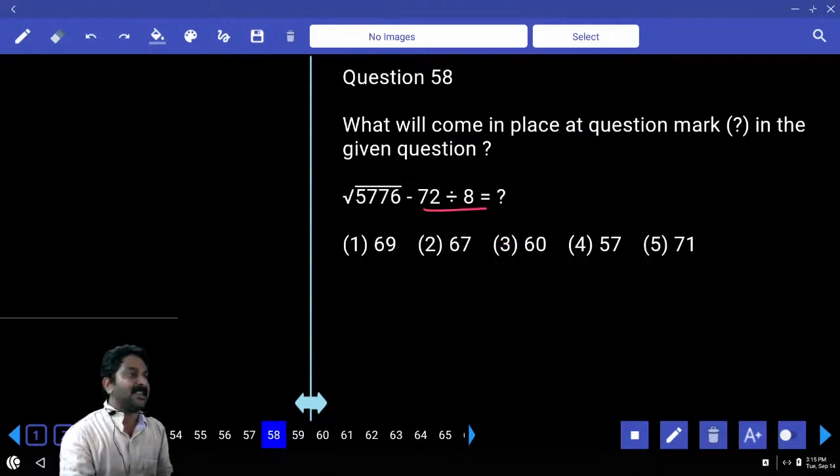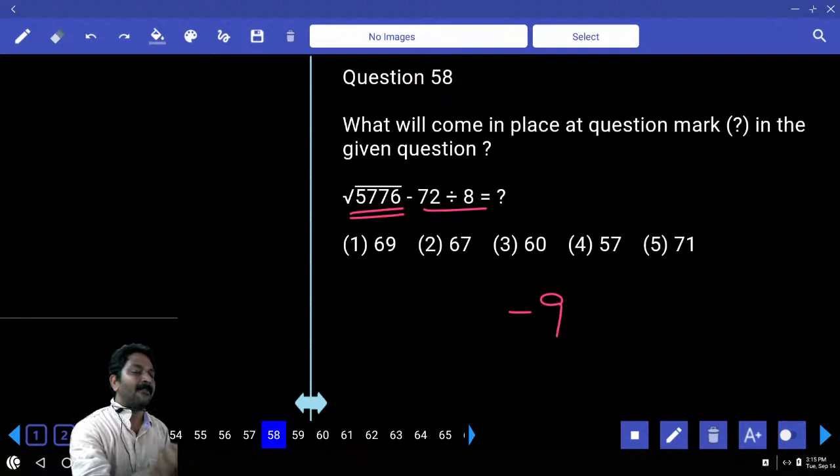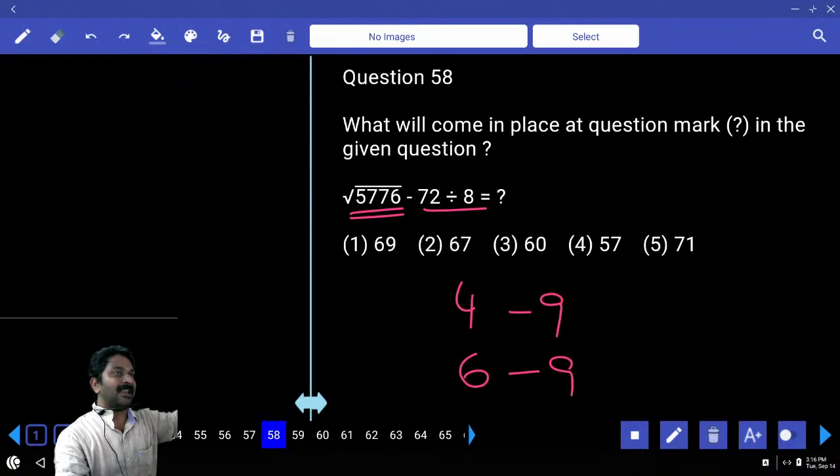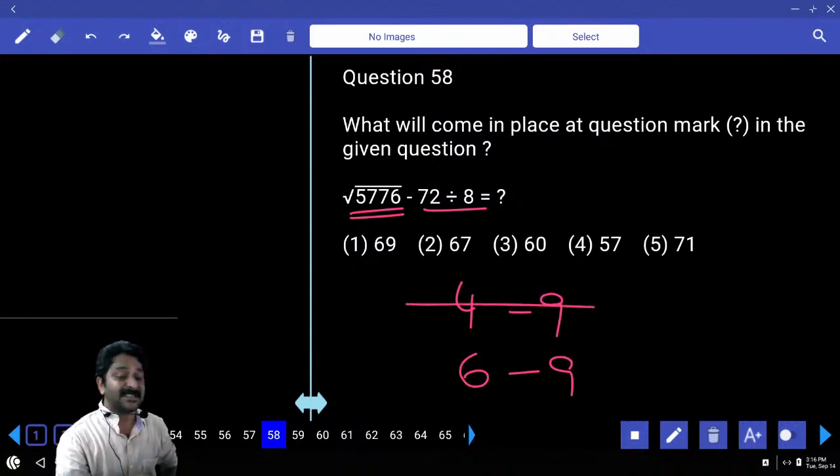Right, this is easy. 72 divided by 8. How much is that? 9. So now, when you have under root value which ends with 6, your original number may end with either 4 or 6. If it is 4 minus 9, answer should end with 5. Is there any option which ends with 5? This cannot be the one. Now, if it is 6 minus 9, it must end with 7.